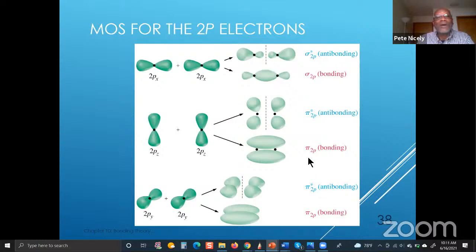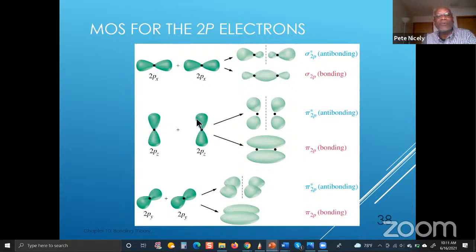Okay, we can also have the same sort of situation, molecular orbitals formed from p orbitals. So for example, if you have two p orbitals overlapping end on, then you have the bonding molecular orbital here from the two p orbitals and the anti-bonding sigma molecular orbital. So these are both sigma, but one is bonding and one is anti-bonding.